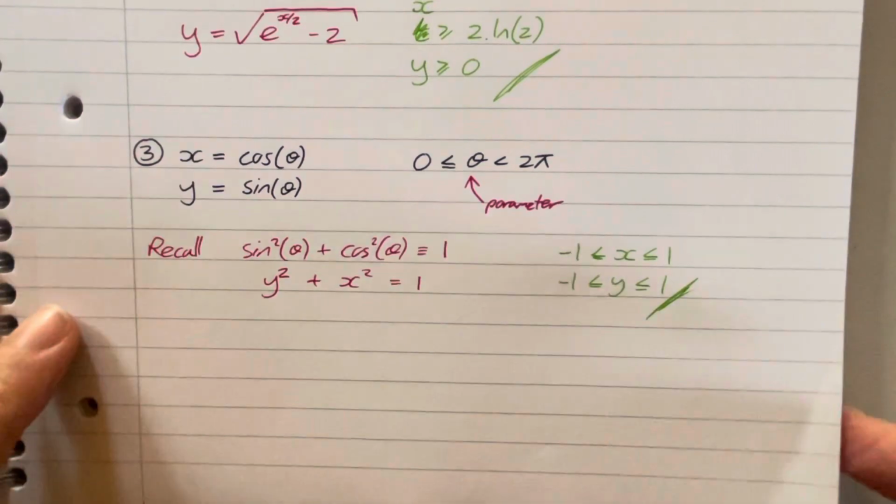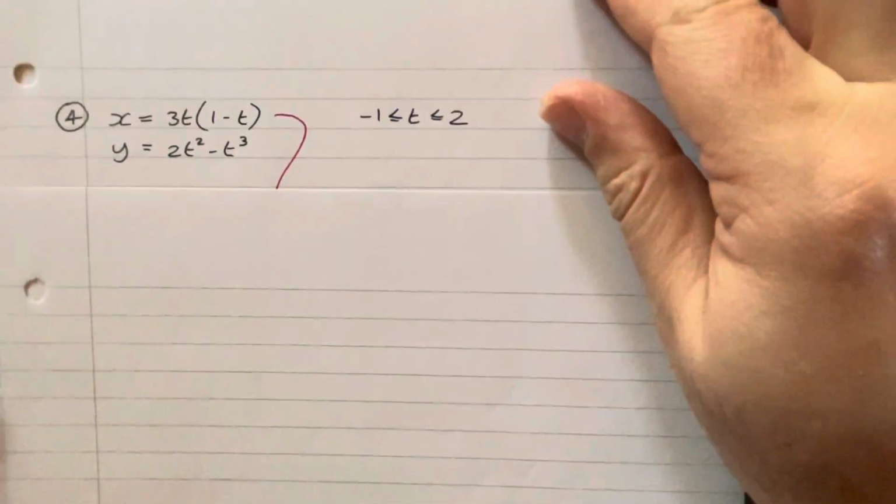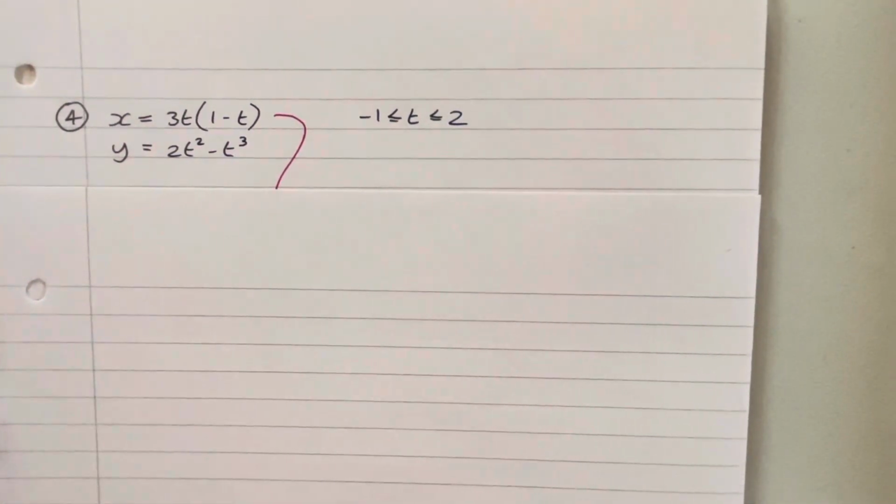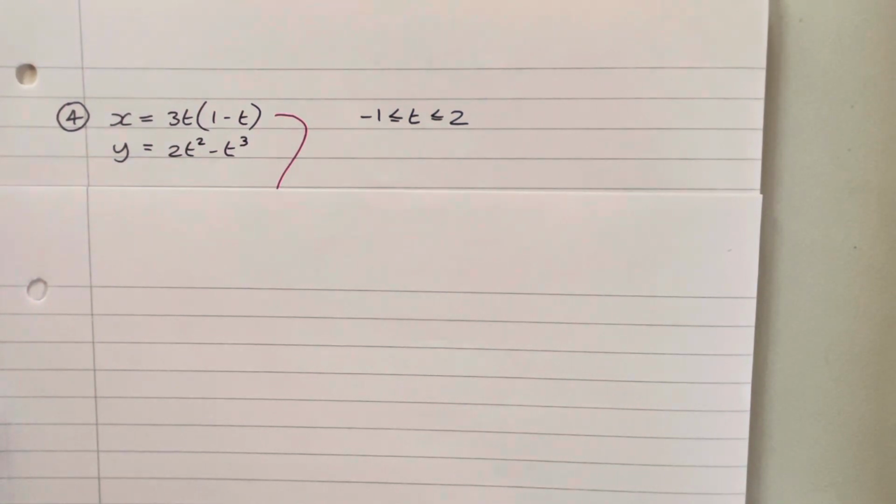So one to think about. This one is considerably trickier, and it's going to be the one that I first look at in the next video when we come to sketch curves. It is x equals 3t into 1 minus t and y equals 2t squared minus t cubed, and t is between -1 and 2 inclusive.